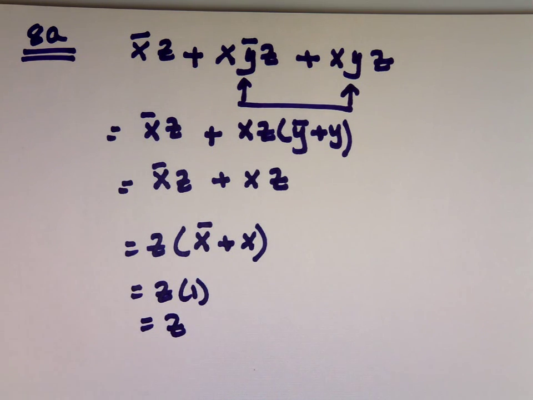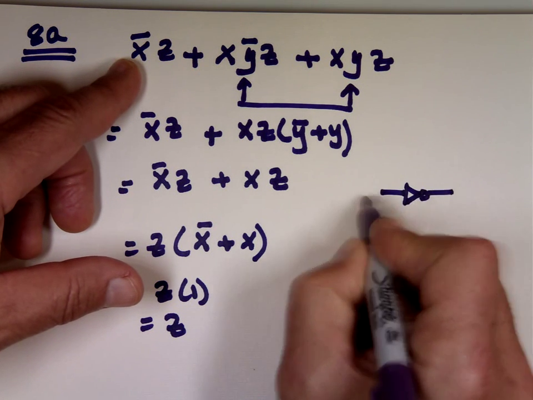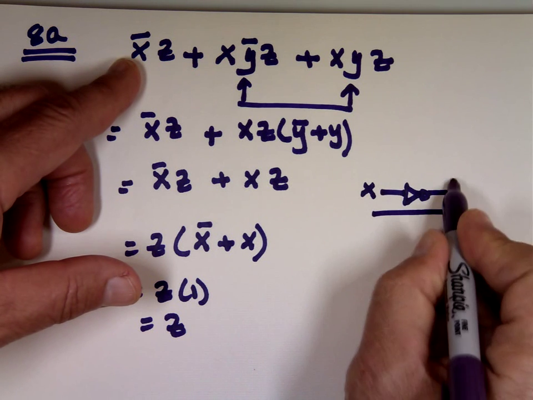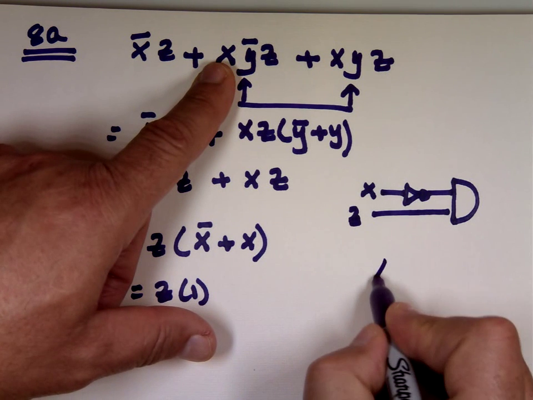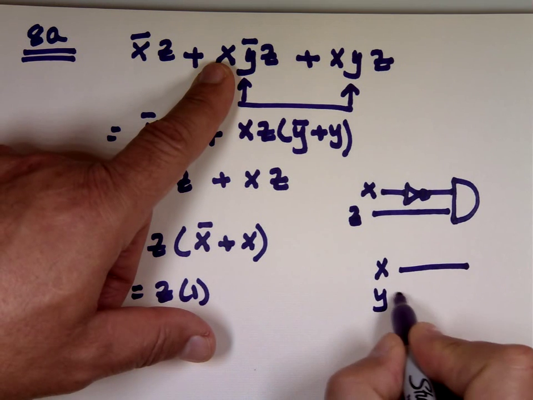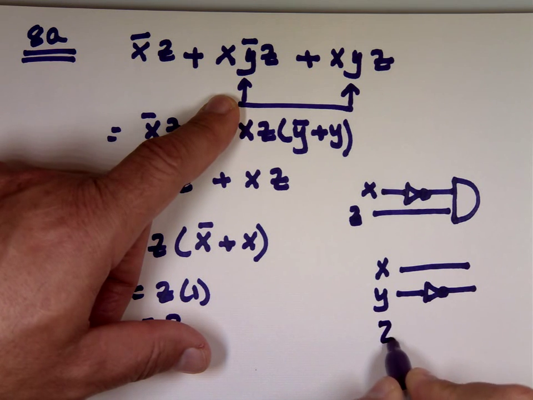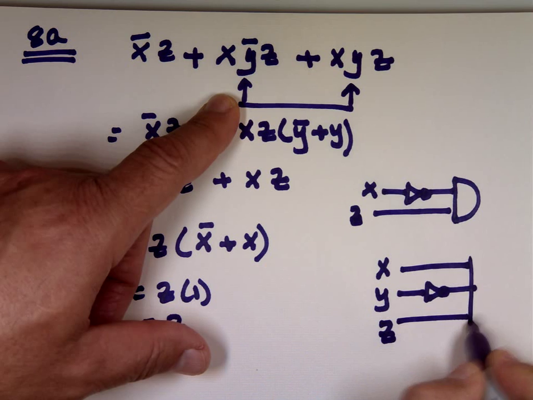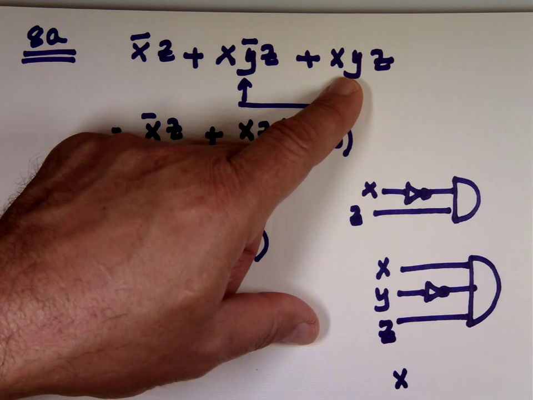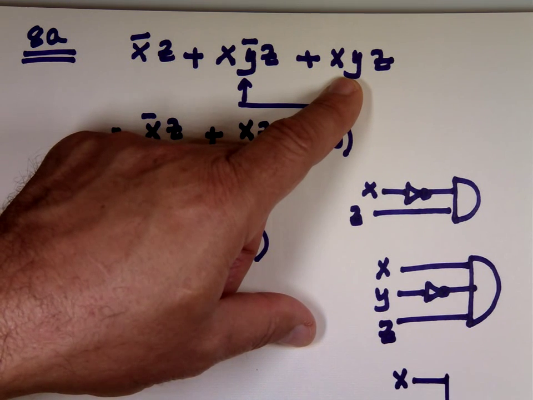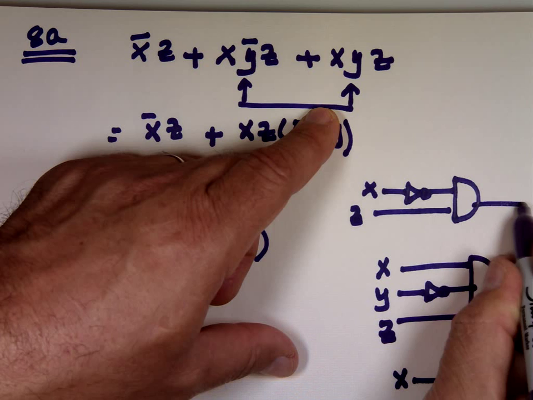So here's what we're telling you. If you were building this in the lab, you will need a NOT gate for the X. You will need an AND gate here to get XZ. That's this part here. You will need an X here. You'll need a Y going through another NOT gate. And you will need a Z. Another AND gate. And this one X, Y, Z. Then you're going to take the result of these and do what with them? OR them together.